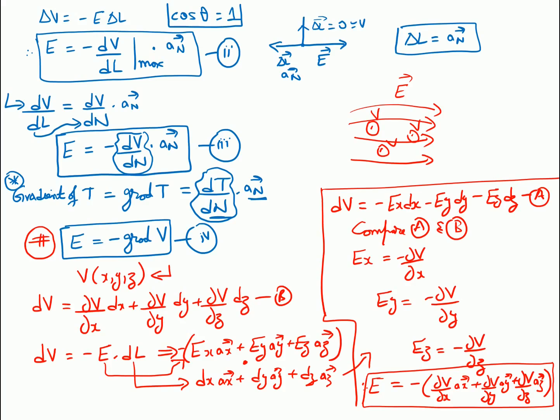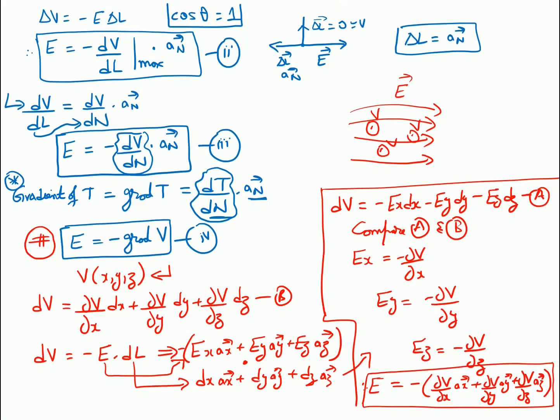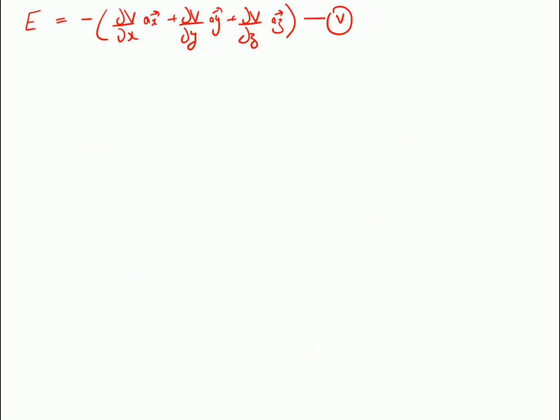E comes out to be negative partial derivative of V along X, this is for A of X, plus partial V along A of Y plus partial V along A of Z. So I can look at the equation and compare this. Let me call this equation number 5. Now what we want to do is compare equation 5 with equation 4 and see how we can represent equation 4 in terms of E.